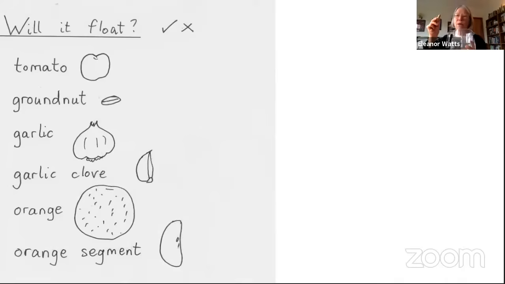Right, now here's my groundnut. What do you think is going to happen to the groundnut, Anjana? What will it do? I think it will float. Okay, Smita? It will float. Priya? It will not float. Let's see what happens. So this time, Priya, you were wrong.